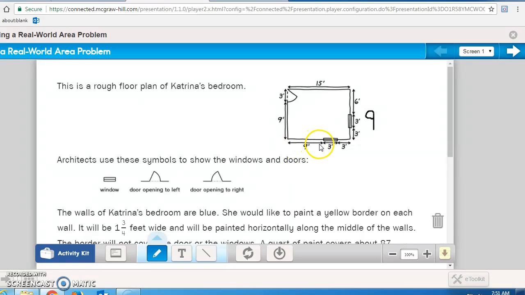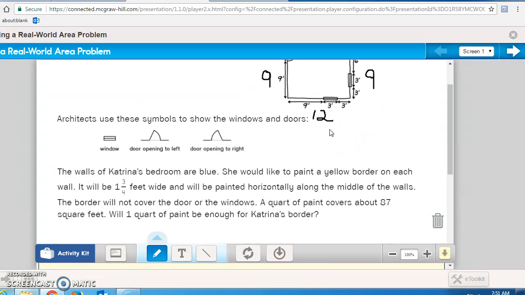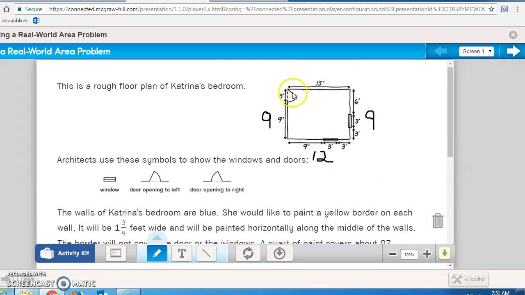This is 9. Again, we're not adding where the window is. So 9 plus 3, this side is 12. And we of course wouldn't be putting it over the door. So this side would simply be 9. Do this in your book, because as I scroll down to walk you through how to do this, you're not going to be able to see this on my screen anymore.